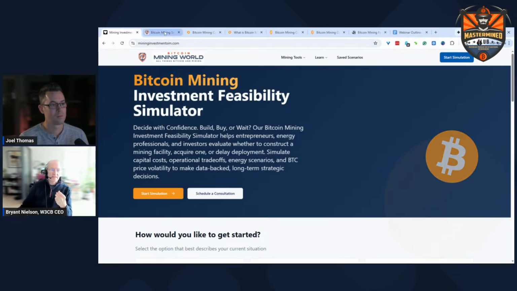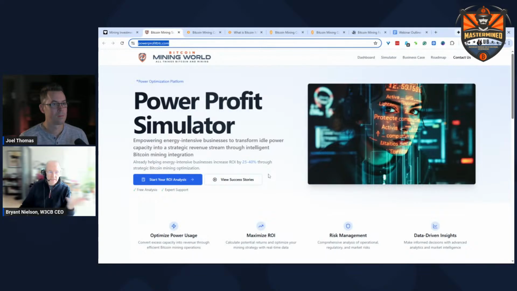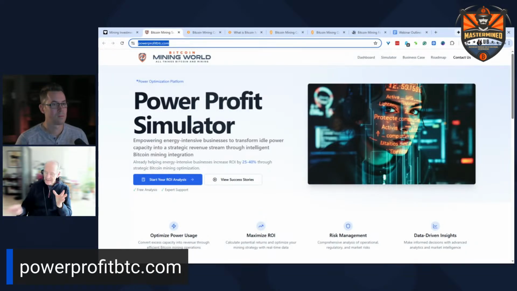That then gets us to our next simulator. And again, this is for Bitcoin Mining World, and this is the Power Profit Simulator. Now, this one is a little different.